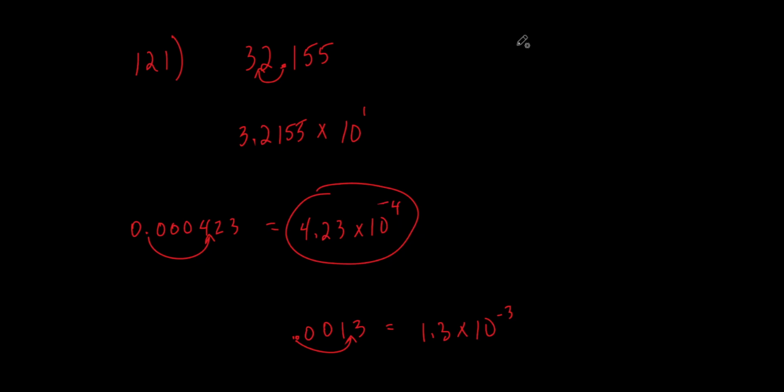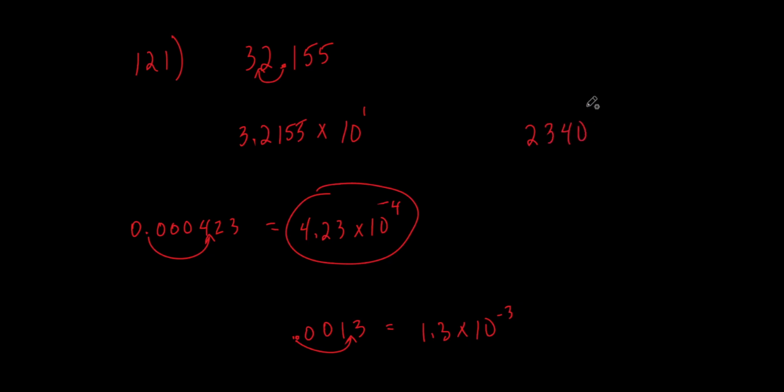Let's do one more. Let's do one where you have a bigger number. Give me one where they give you a big number. Yeah, a bigger number than just 32. Because this is a small number, that's a small number.